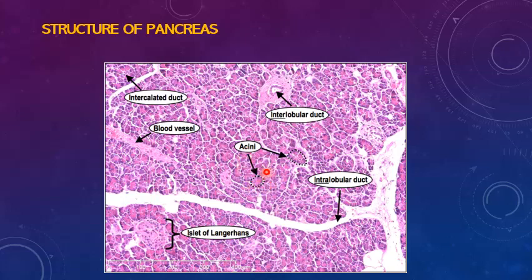So serous acini are seen, which represent the exocrine part of the pancreas. Then the endocrine part of the pancreas is represented by the islets of Langerhans. This one is the endocrine part. And then you will see some blood vessels within the connective tissue, and there are ducts: intercalated ducts, intralobular ducts, interlobular ducts, right? Striated ducts are usually absent in the pancreas.